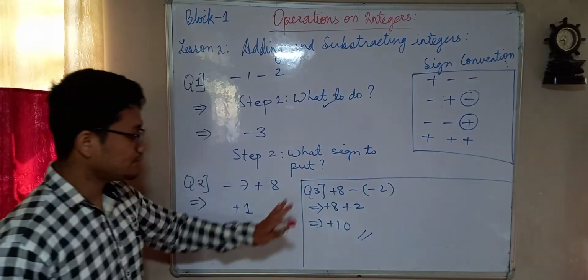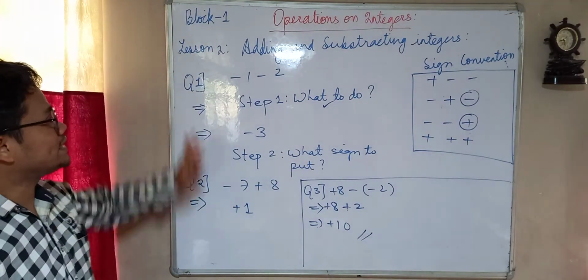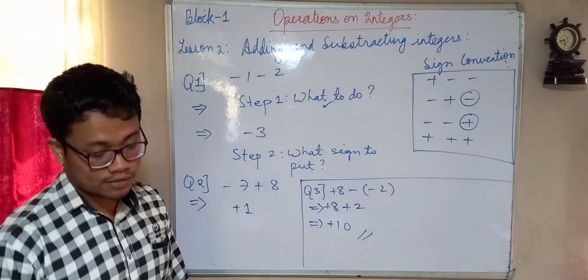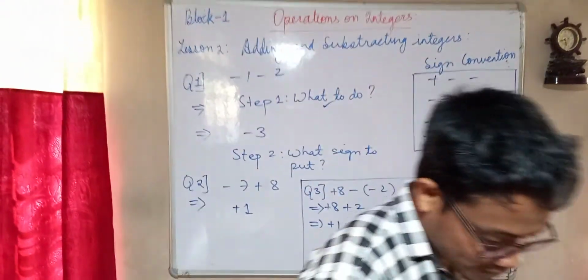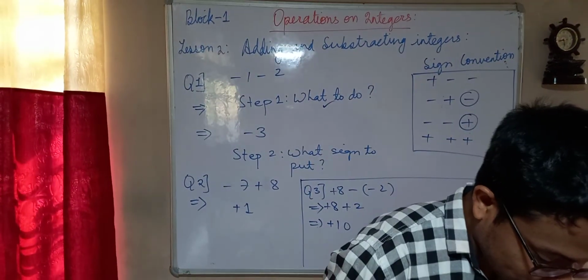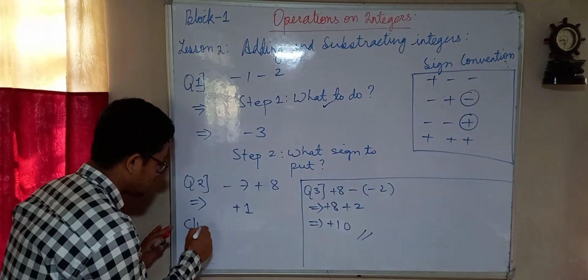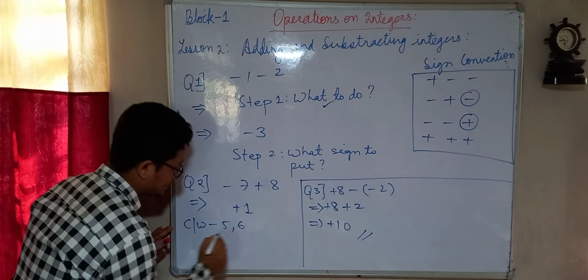Okay, children. So this much I wanted to teach in lesson 2. This is a very simple topic. You can easily solve the questions now. Okay, children. Now your classwork will be to do question number 5 and 6 from this lesson. So question number 5 and 6 is your classwork.